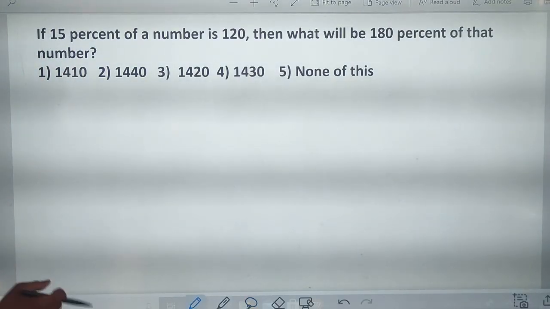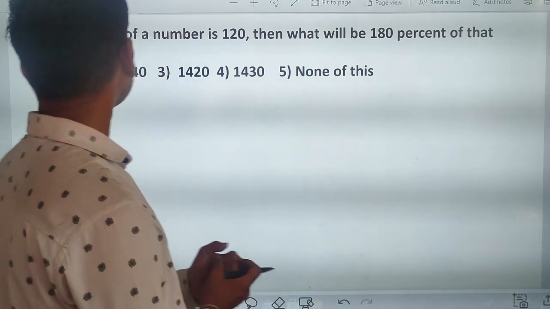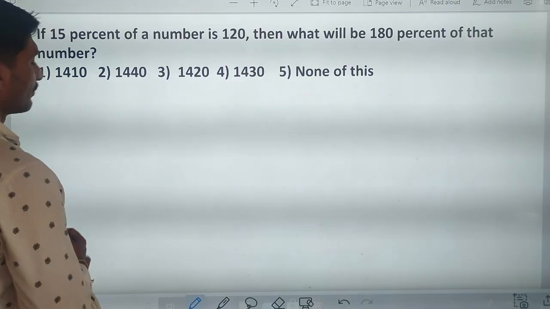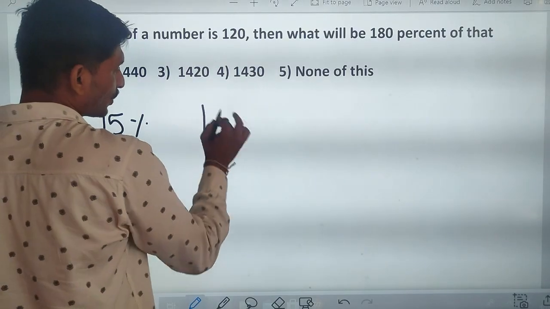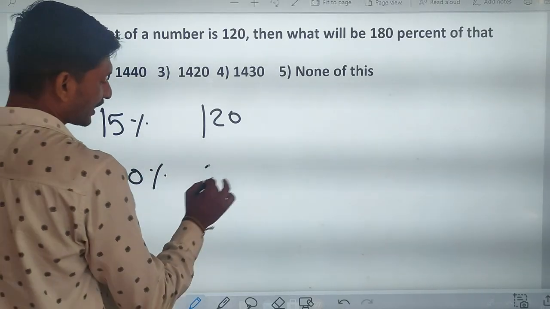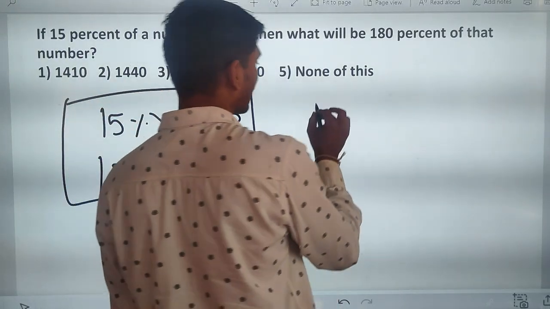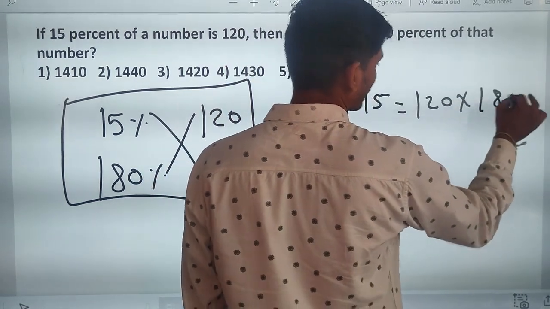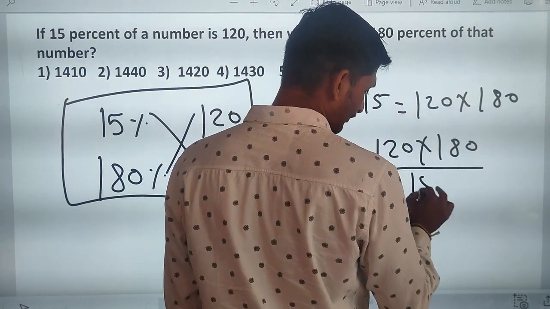Now next, if 15% of a number is 120, then what will be 180% of that number? Now here we write 15% of that number is 120. Now 180% of that number is x. We take cross multiplication. Here we write x is equal to 120 into 180 divided by 15.